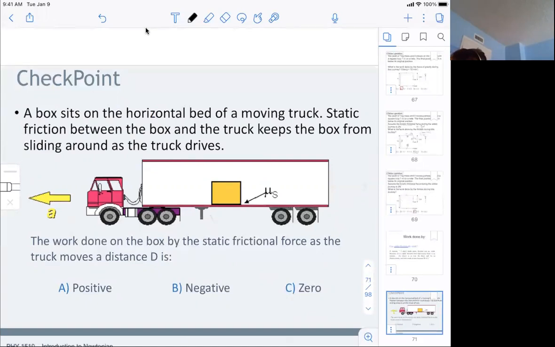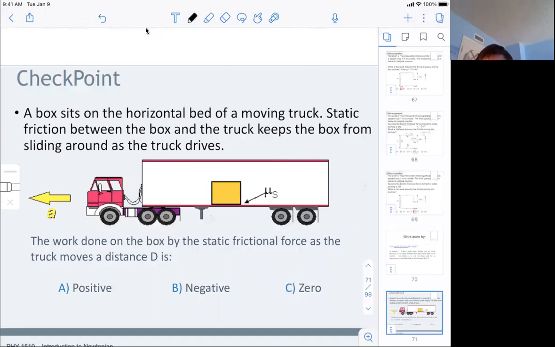And how so? Because there must be a force that's providing this acceleration. Where does this force come from? It must come from static friction, right? So can anybody tell me in which direction do you think the static friction is acting on the box? Is the static friction to the left or to the right?